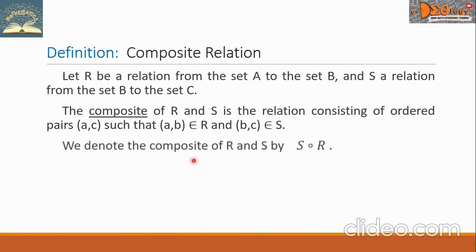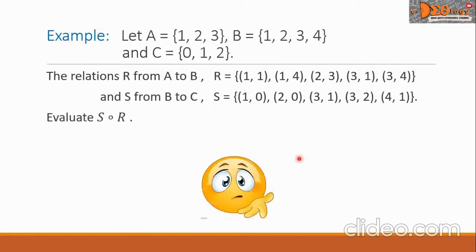We denote the composite of R and S by this symbol. We read this as R composite S. Example, let set A with elements 1, 2, and 3. Set B with elements 1, 2, 3, and 4. And set C with elements 0, 1, and 2.